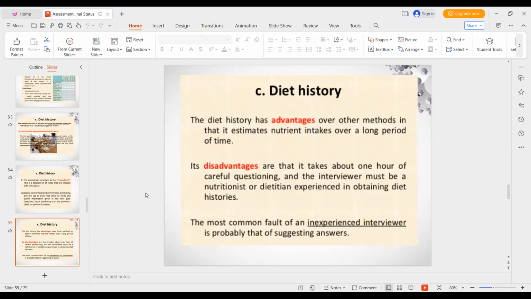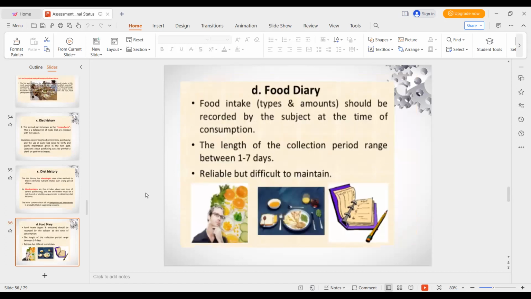Next is diet history. The diet history has advantages over other methods that estimate nutrient intake over a long period of time. Its disadvantages are that it takes about 1 hour of careful questioning and the interviewer must be a nutritionist or dietitian experienced in obtaining diet histories. The most common fault of an inexperienced interviewer is probably that of suggesting answers.